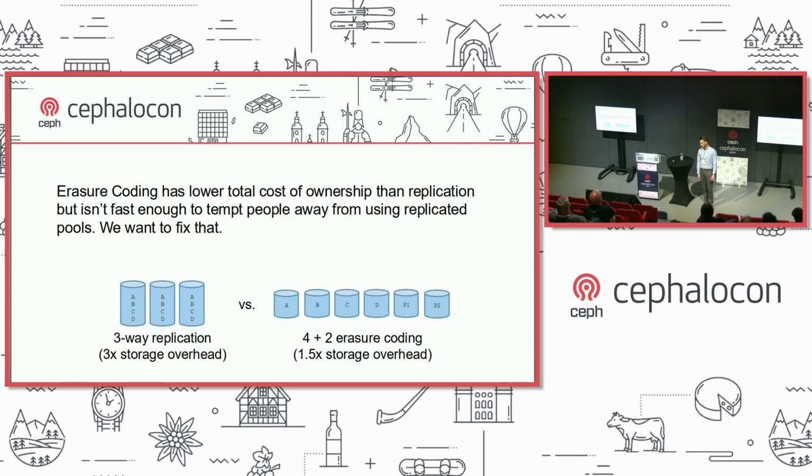So if we have 1 terabyte of data, we need 1.5 terabytes of storage, but 3-way replication is double that. Despite the fact that it has such a lower total cost of ownership, the performance isn't quite there to convince people away from replication. Telemetry shows that the majority of people are still using replication.